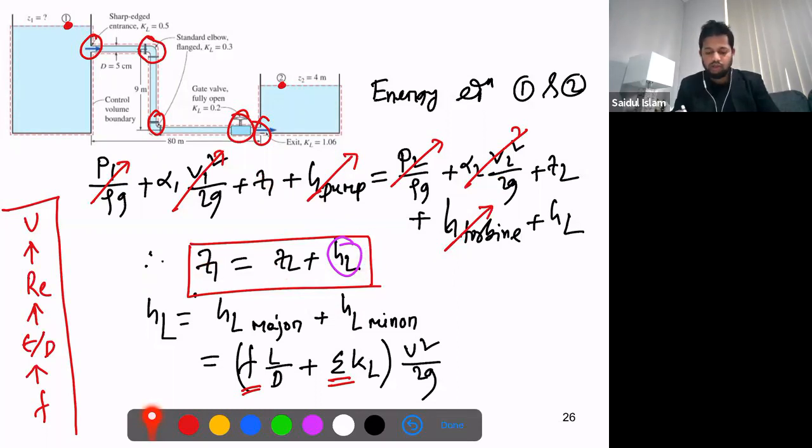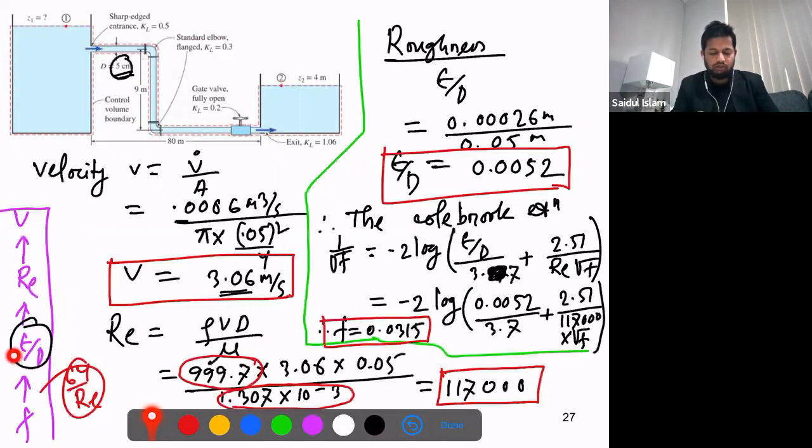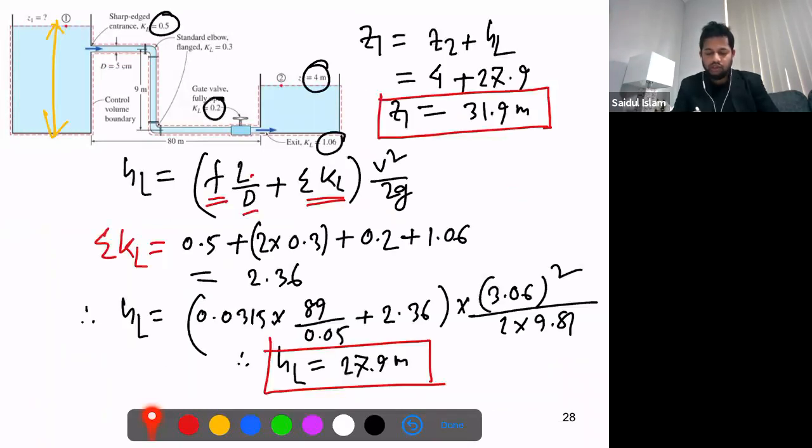We need this HL, the total loss, and this is the formula for the total loss. F was unknown, so we followed this workflow. According to that flowchart, we calculated the flow rate, the velocity, then the Reynolds number, then epsilon over D, the roughness factor, and then we used the Colebrook equation. We got the friction factor value and substituted it here. But before that, we calculated the sum of the minor loss coefficients. And finally, we got the head loss. We put the head loss here and we got J1. So I believe you understand it.